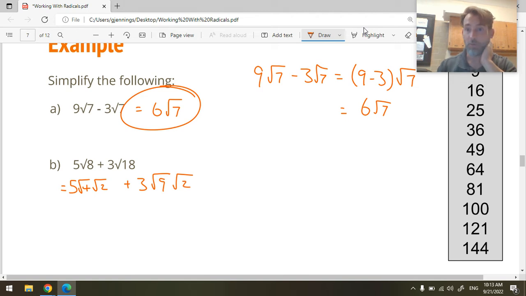The square root of 4 and the square root of 9 are known. So that's 5 times 2 times root 2 plus 3 times 3 times root 2. 5 times 2 is 10, 10 root 2. 3 times 3 is 9, 9 root 2. So this is equal to 19 root 2.